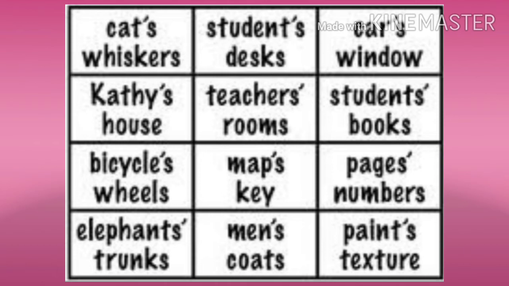So here the apostrophe is after s. That means teachers is a plural word. If the apostrophe is before s, that is just teacher. That means it is singular. Next, map's key, men's coats, car's window, student's books, page's numbers, paint's texture. All these show possessiveness.